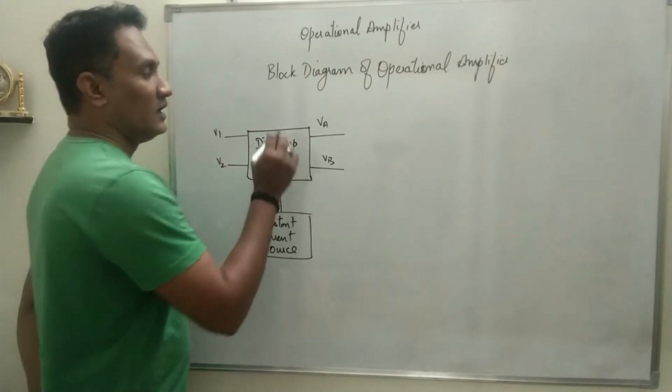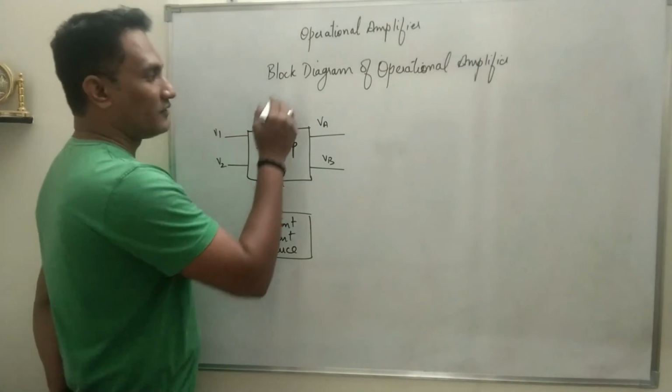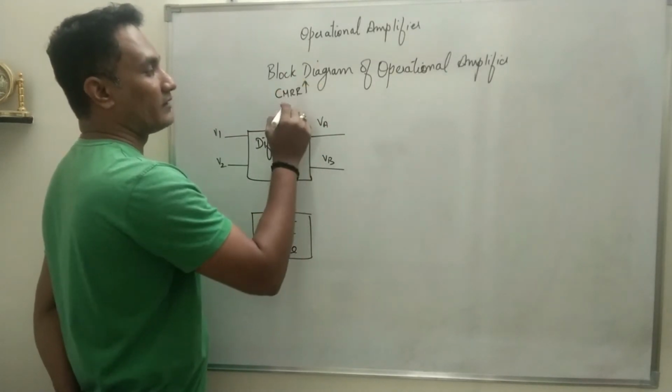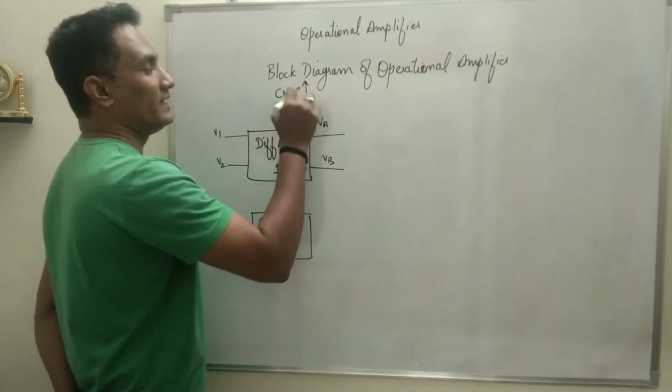Now the advantage of using a differential amplifier is that you get a very high CMRR value and high voltage gain.